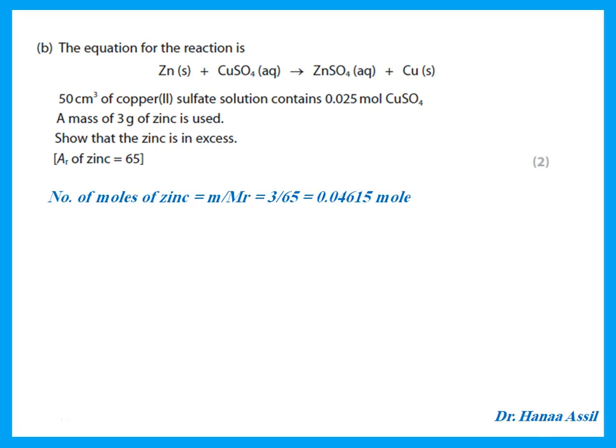Mass over molecular mass. He gives me the molecular mass. So that is 0.046 mole. Now I look at the equation, and the equation says the number of moles of zinc should be the same as the number of moles of copper sulfate. Now he had 0.025 mole of copper sulfate, so actually what he needed of zinc is the same number of moles, but he put 0.046, which is much more, so this is more than the 0.025 mole that is needed, and that means that zinc is in excess.